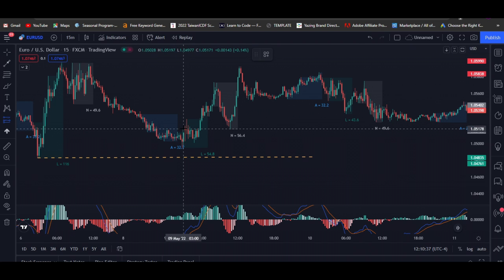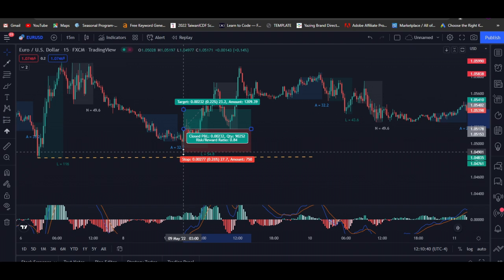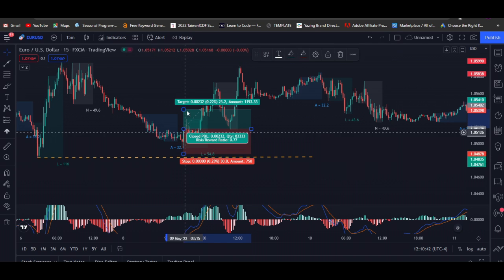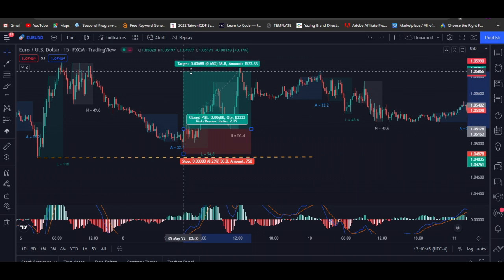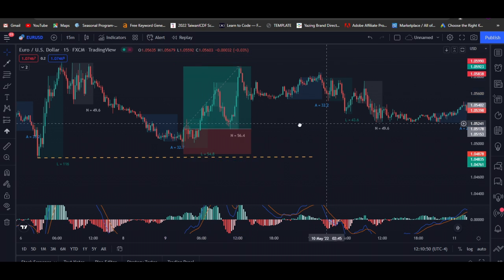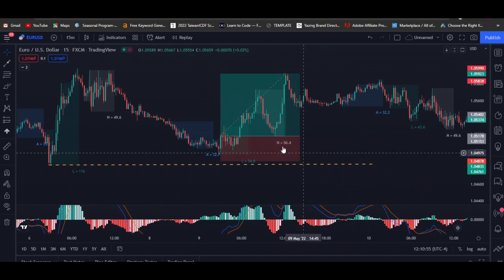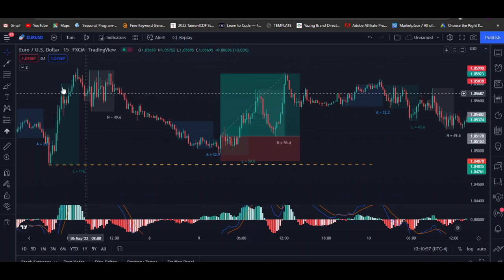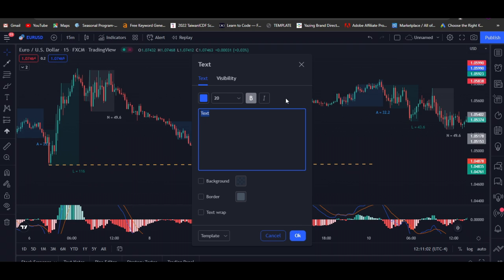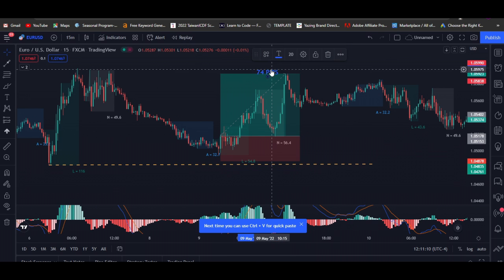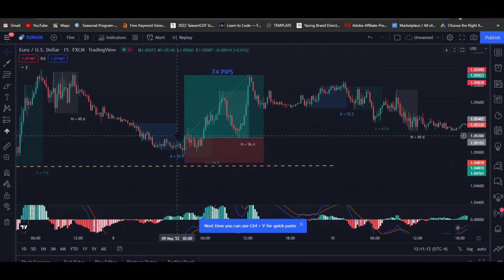So I enter right here. 30 pip stop loss. And price went up for 74 pips. So let's record that. So that's our first trade on May 9th.